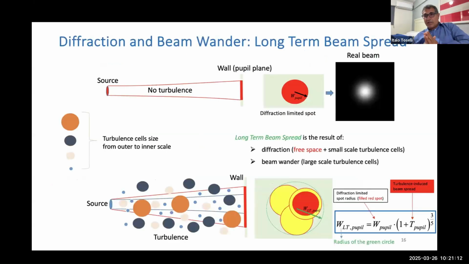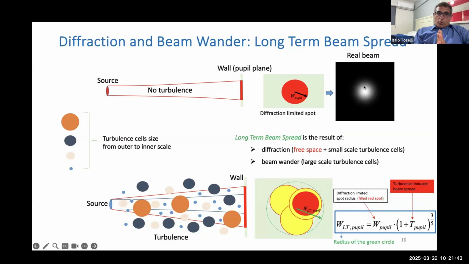But now let's focus on something that hopefully you can enjoy a little bit more. I have a beam that goes through the atmosphere. There is the atmospheric turbulence. And how is this beam affected? As I was telling you before, first the case where we don't have turbulence. As you know, if you don't have turbulence, of course, we have only diffraction, and you get this diffraction limit red spot here. So your beam will look quite uniform.